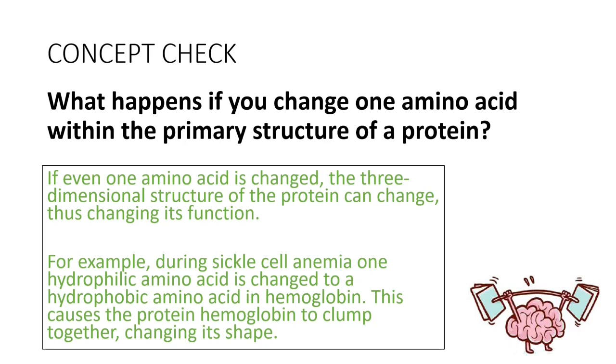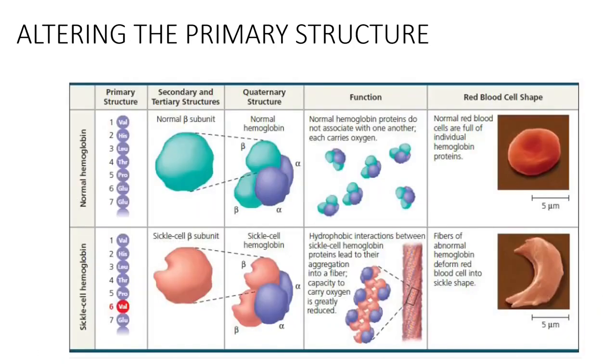So for example, if you have an amino acid in the very middle which causes the polypeptide to bend towards the right, and this amino acid was changed so that the polypeptide now bends towards the left, then we can expect that there will be changes in the higher levels of protein structure. One example of this is sickle cell anemia, wherein one hydrophilic amino acid is changed to a hydrophobic amino acid, which causes the clumping together of the hemoglobin, which eventually changes the shape. And here's a picture of that.